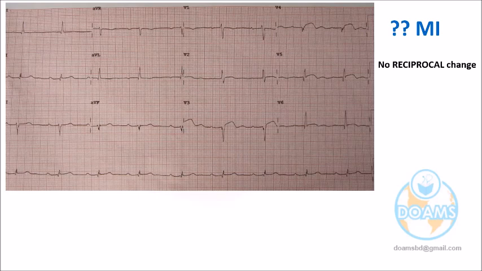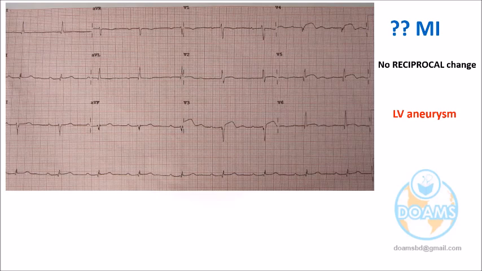Does the patient have chest pain now? This is the question. This patient does not have chest pain right now, and there is no reciprocal change. What could it be? It is called left ventricular aneurysm, a complication of myocardial infarction. After the patient had myocardial infarction, that ST segment is not going down, persisting.